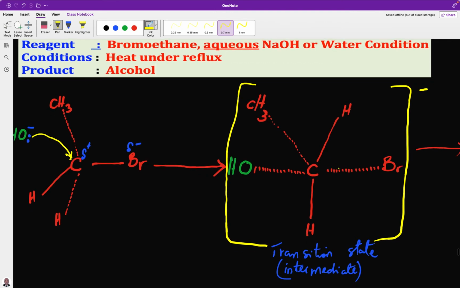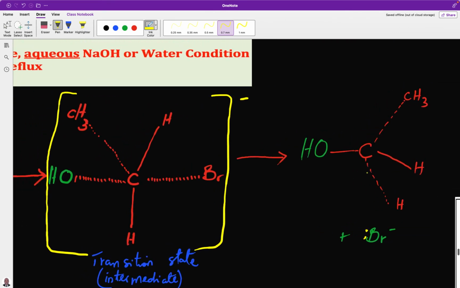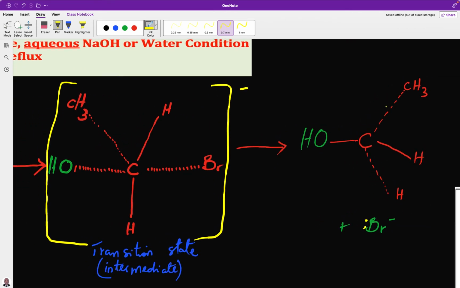And when it finally substitutes the bromine, when the bromine breaks off, what happened? It results in this molecule here. And alcohol is the product of it.